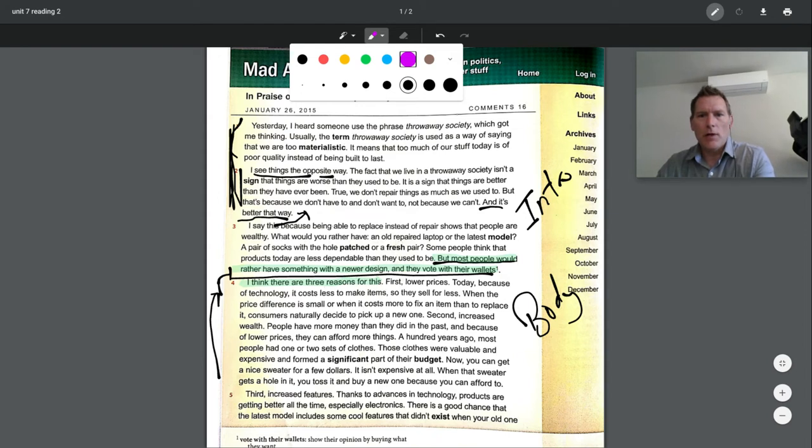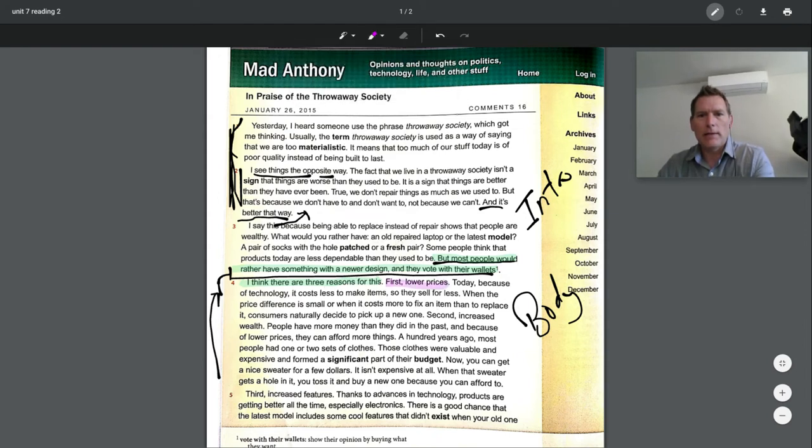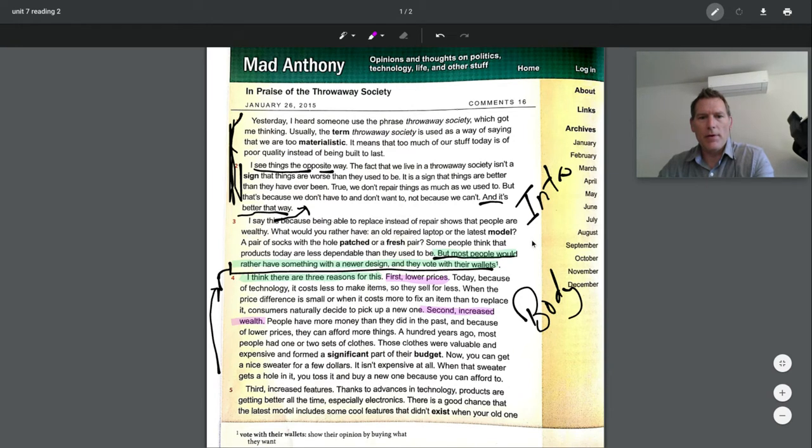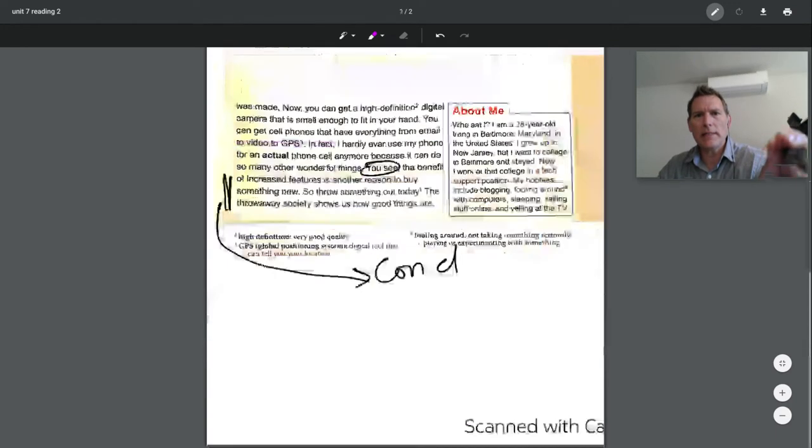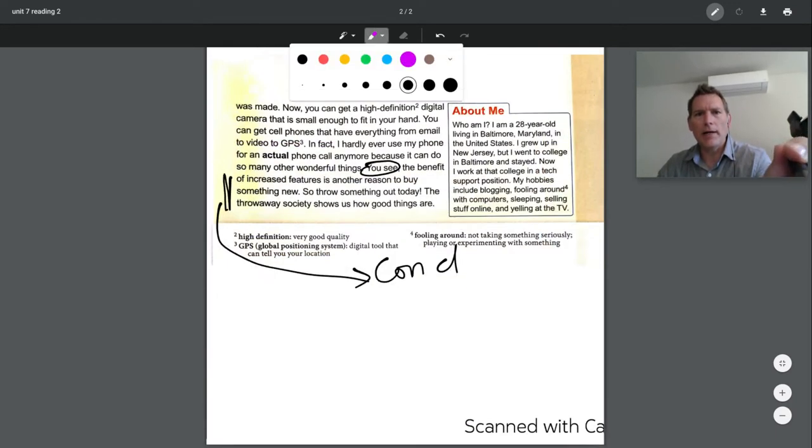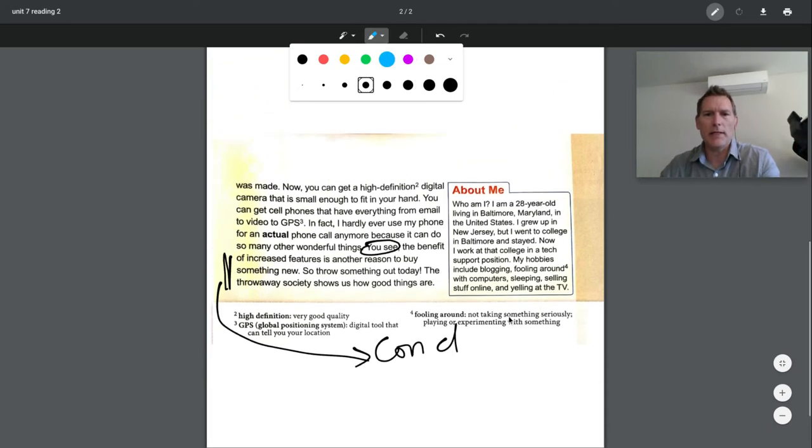So first, lower prices. Can we see a second? Second, increased wealth. And can we have a third? Yep, third, increased features. So all three of these develop the idea that people would rather have something new. So let's see what our supporting details are. And I can have maybe blue and make it skinny for my supporting details.